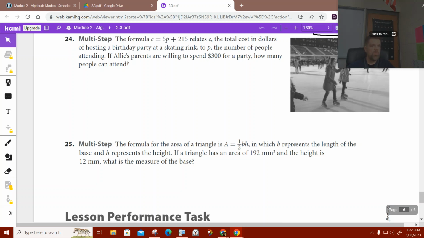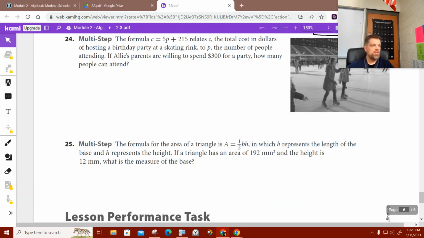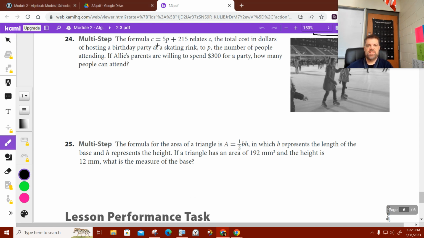All right, so for this one, kind of more of the same stuff, right? So it's a multi-step. That means we're going to have to do more than one step to solve the equation, but it says the formula C equals 5P plus 215 relates to C, the total cost. So C is the total cost in dollars of hosting a birthday party at a skating rink, where P is the number of people attending. If Allie's parents are willing to spend $300 for the party, how many people can attend?